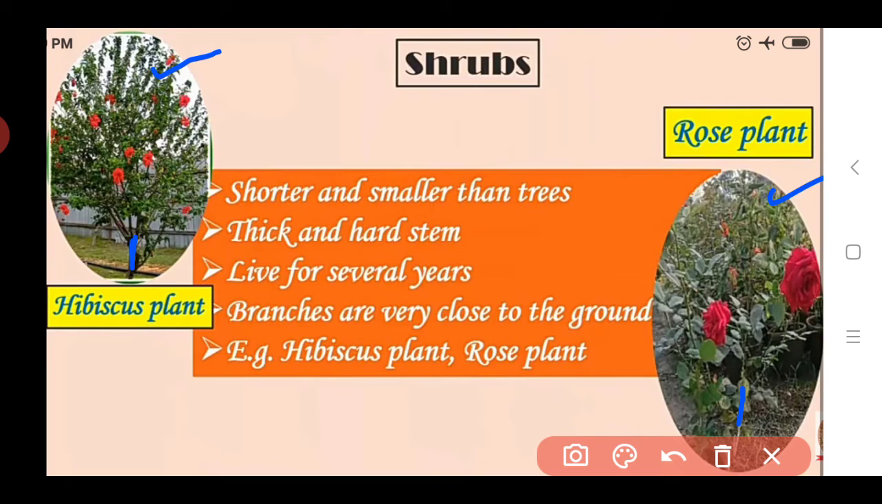The branches are very close to the ground. If we see here, the branches start from this point, very close to the earth. If we also see the rose plant, its branches also start close to the ground. Here we see the examples of the hibiscus plant and rose plant.